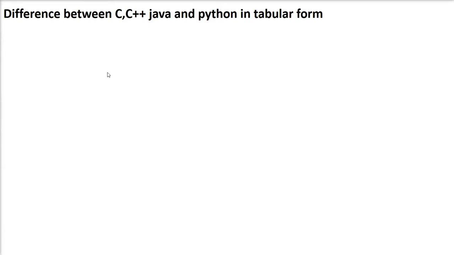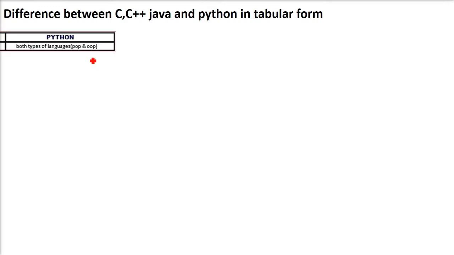Difference between C, C++, Java and Python. These are the most popular, widely used programming languages. Let us see one by one.